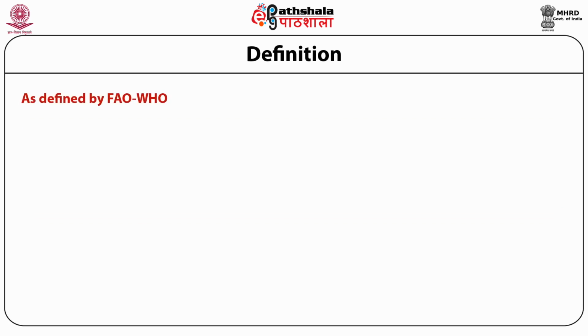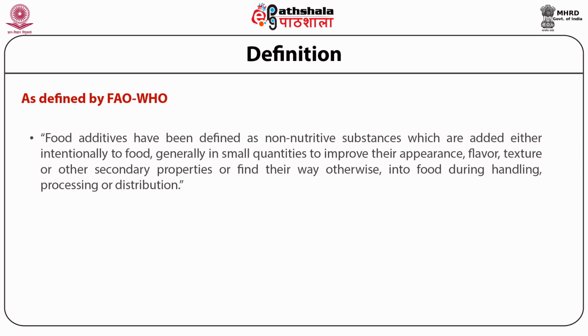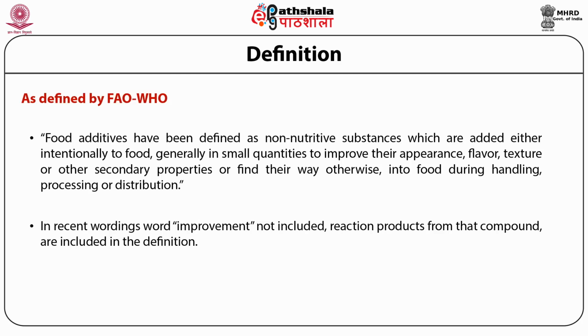Now the definition as given by FAO, WHO. Food additives have been defined as non-nutritive substances which are added intentionally to food, generally in small quantities, to improve their appearance, flavor, texture, or other secondary properties, or find their way otherwise into food during handling, processing, or distribution. Here it is very important to note that they said food additives are added to improve the properties of food. In recent wordings, they have replaced improvement with reaction products from that compound, which is included in the definition, while the word improvement is not included.